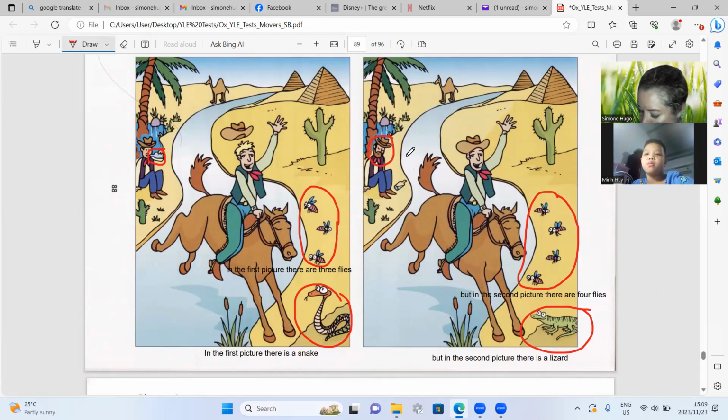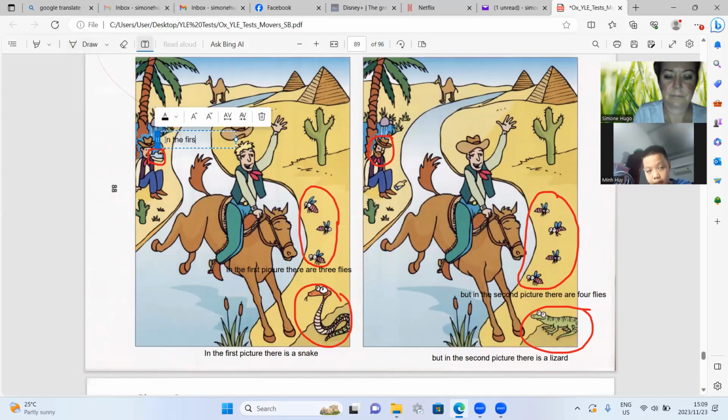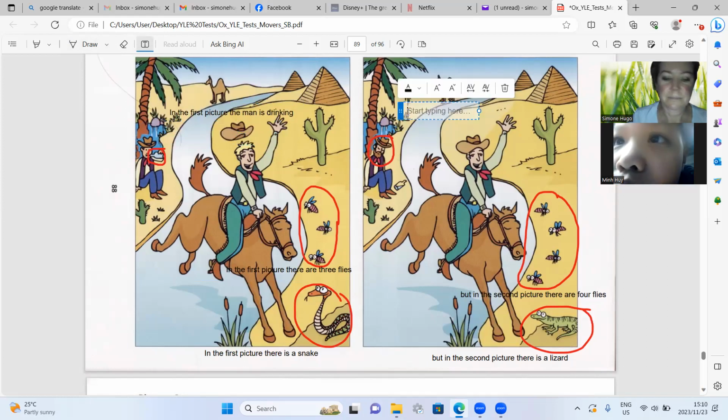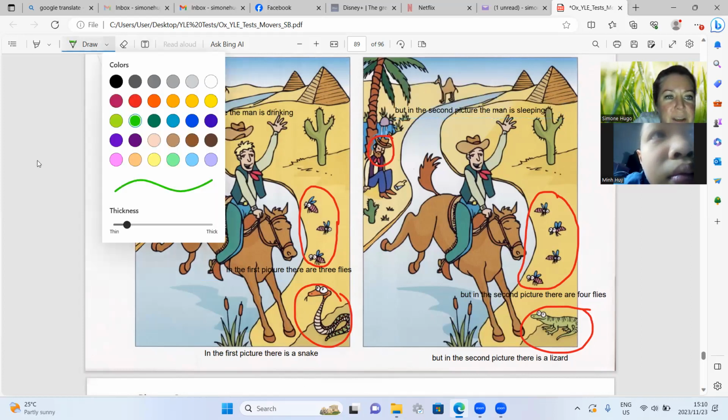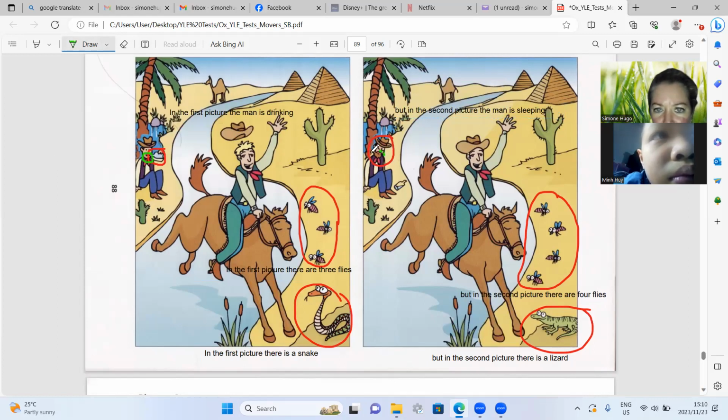No, I'm going to use another color. Look at the man's face. Okay, I'm going to do this.